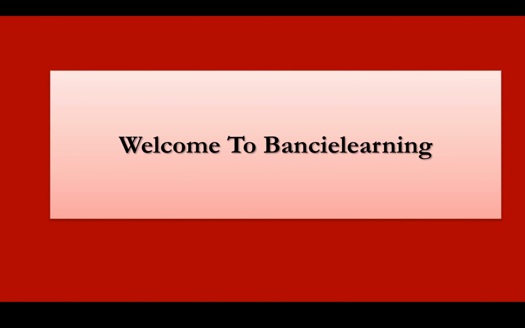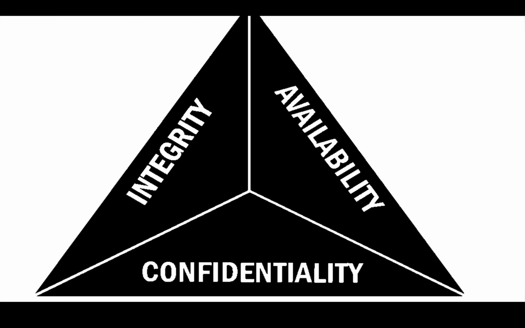So today, I'll be taking you through the CIA Triad. So what is the CIA Triad? The CIA Triad is made up of three components that make up cybersecurity. We have confidentiality, integrity, and availability.